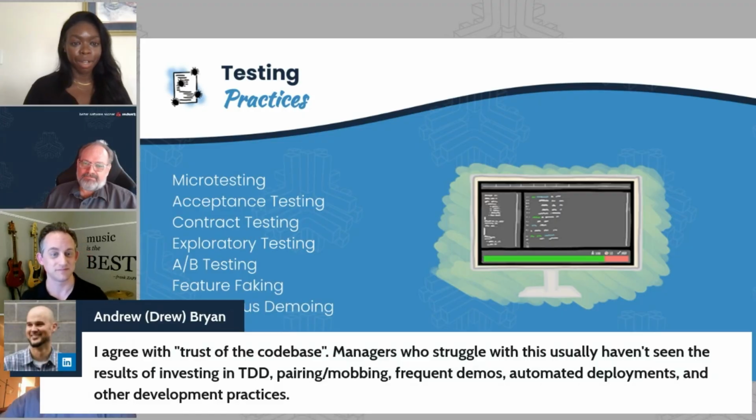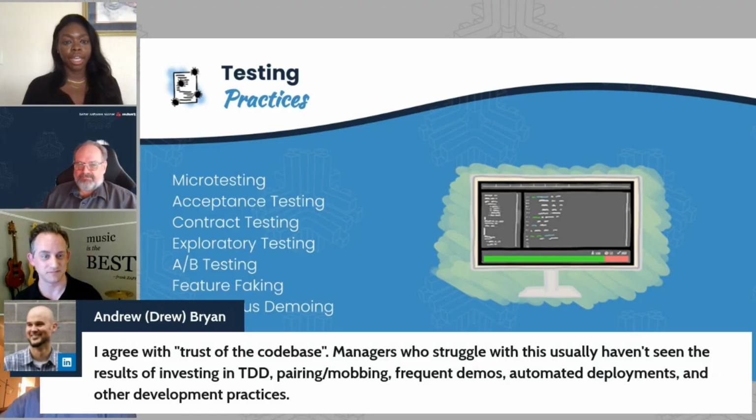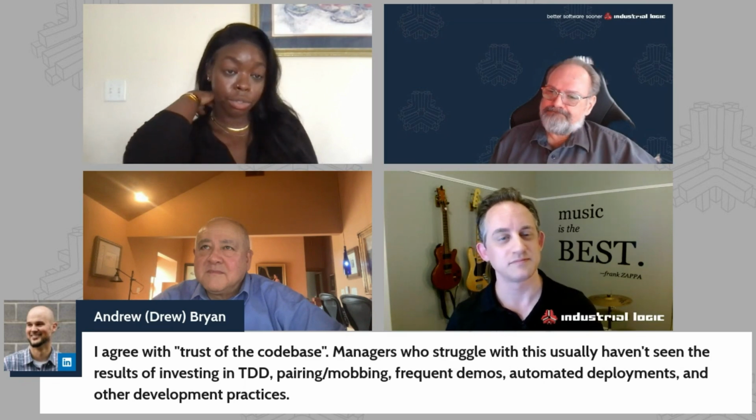We have a comment from Andrew or Drew in the chat, and he says, I agree with trust of the code base. Managers who struggle with this usually haven't seen the results of investing in TDD, pairing/mobbing, frequent demos, automated deployments, and other development practices. When we're talking about different engineering practices, some obviously can take more time than others. Which would you all do first and why? And you can each take this question if you have different answers or perspectives.